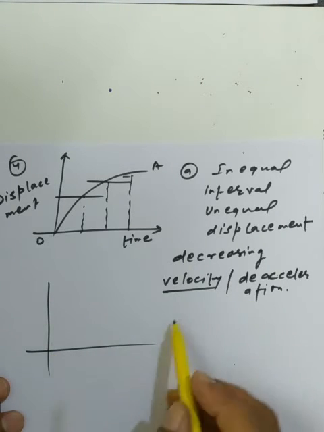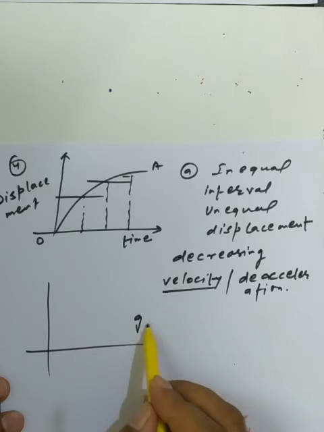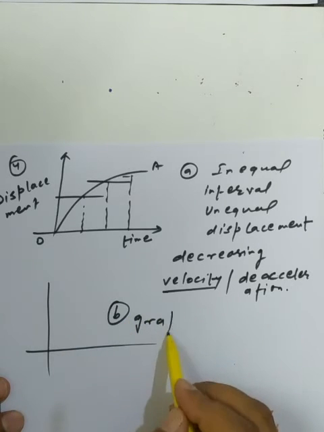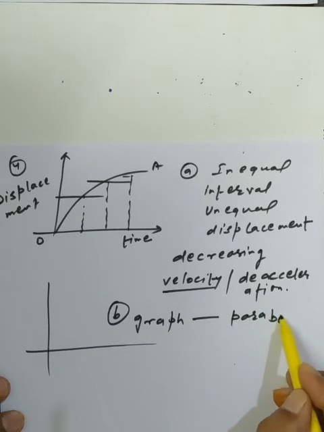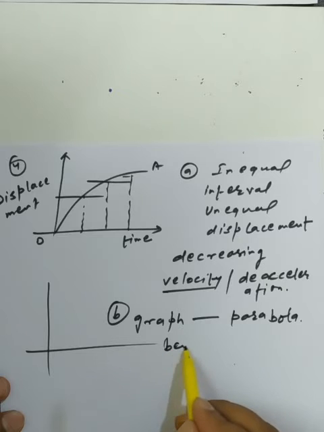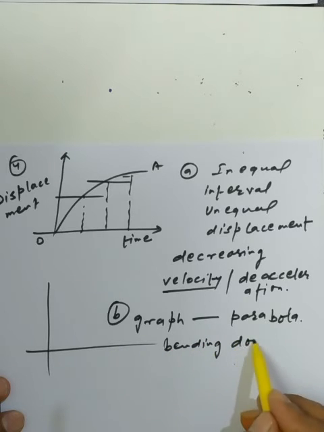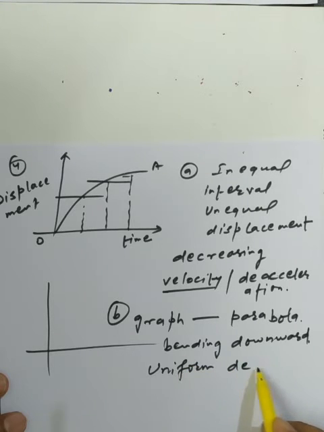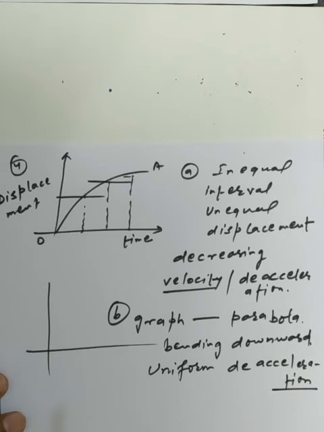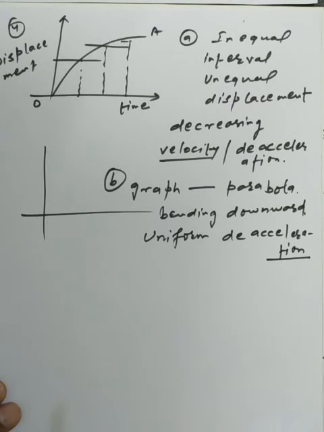And for the displacement time graph, suppose this one is a parabola. If the parabola graph is there, the condition is, condition number B, the graph parabola bending downward, so this will represent uniform deceleration. Okay, so this is the fourth graph we have.